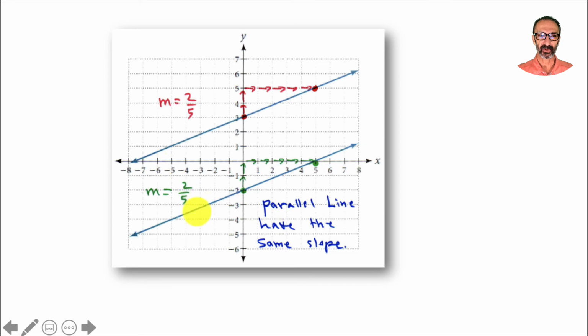These two lines are parallel. They're going to have the same slope. You could see the slope and the same angle. Rise over run, rise over run, 2/5, 2/5.